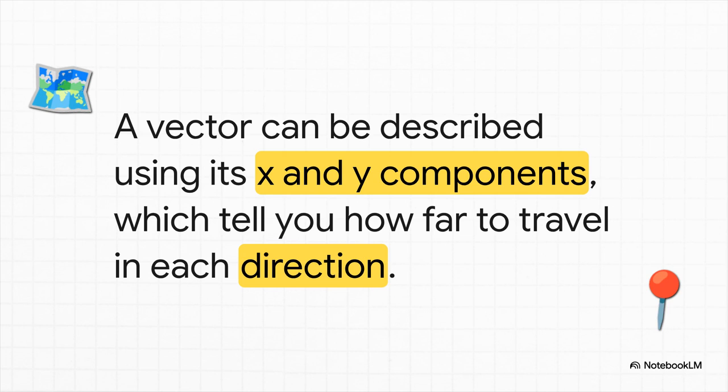But how do we describe that arrow with math? We use something called components. And you can think of components as a simple set of instructions, almost like a treasure map. Go right this many steps, then go up this many steps.